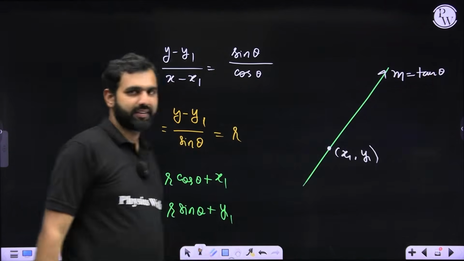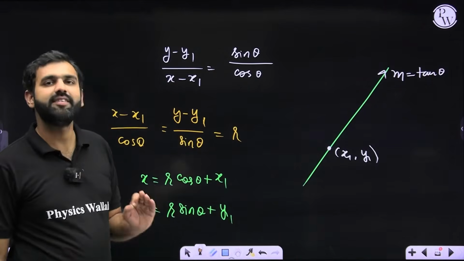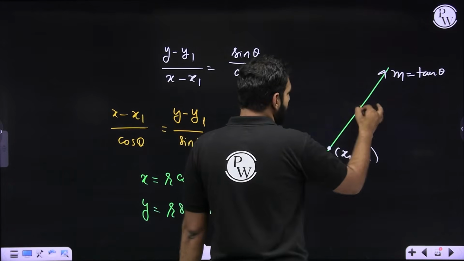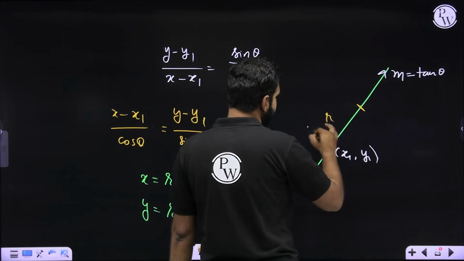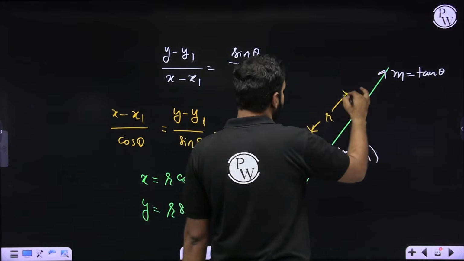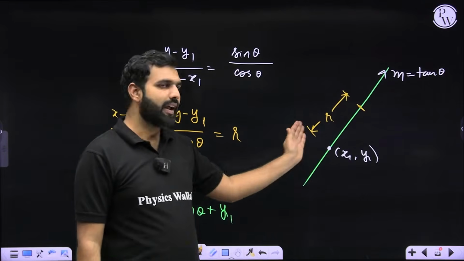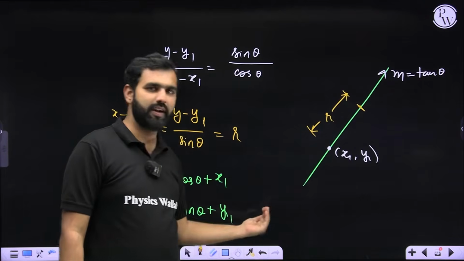Now, what you need to understand is that on this line, r distance away, there lies a point. So when I say r distance away, a doubt must arise in your brain that, sir, r could be either upward or downward. So if r is upward, I'll take it as positive. If r is downward, I'll take it as negative.